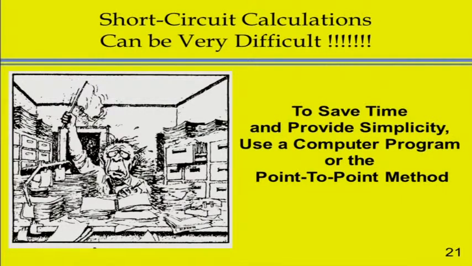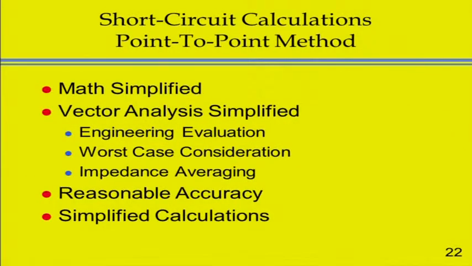So the point-to-point method has simpler math. The vector analysis is simplified. You don't have to do that because they're using averages to accomplish that. And it looks at worst-case conditions and uses impedance averaging. We get reasonable accuracy and simplified calculations.